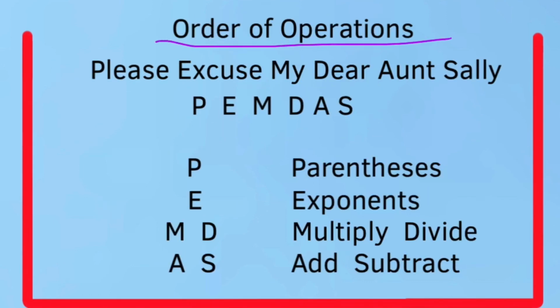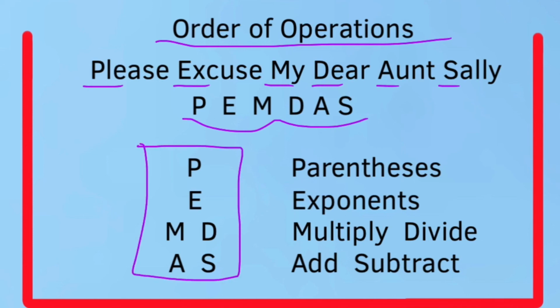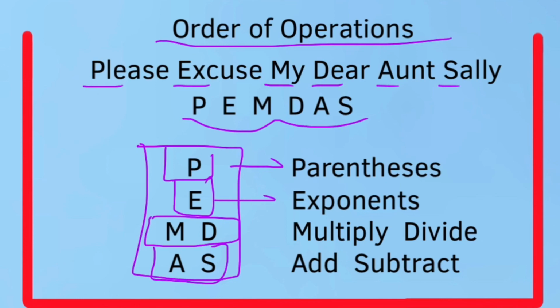Order of operations. Please excuse my dear Aunt Sally. This one's really good too. PEMDAS, okay? Write this on the side of your paper, on scrap paper, and write it like this, with the P, the E, the MD, AS, okay? And remember, the P stands for parentheses, E is for exponents, MD, multiply, divide, add, subtract.